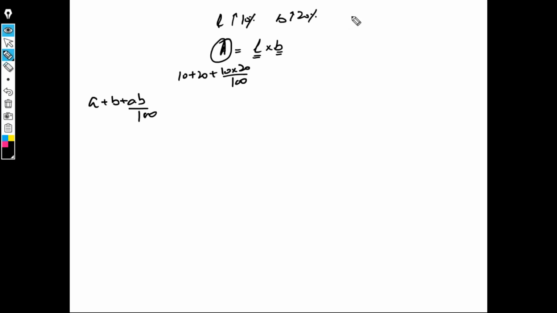Like in the case of, let's say, an equilateral triangle, if we need to study the change in area. So area is root 3 by 4 into A square. I am writing this as A into A. If you are given some percentage increase in the side, let's say 10%, so I know now 10 and 10 will give me a successive increase of 10 plus 10 plus 10 into 10 upon 100, which comes out to be 21%.